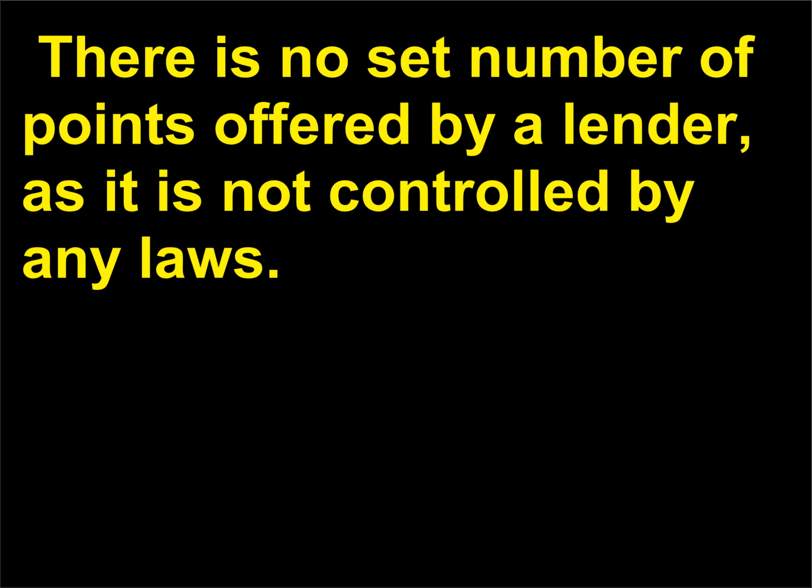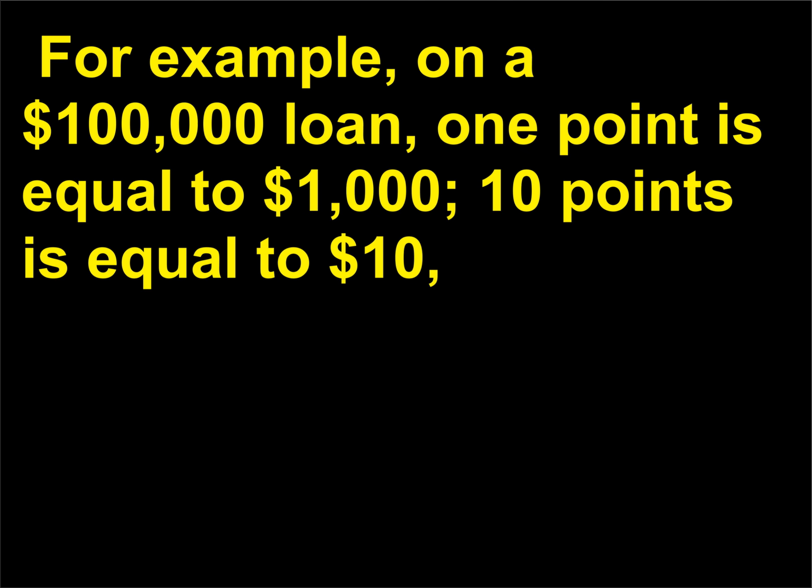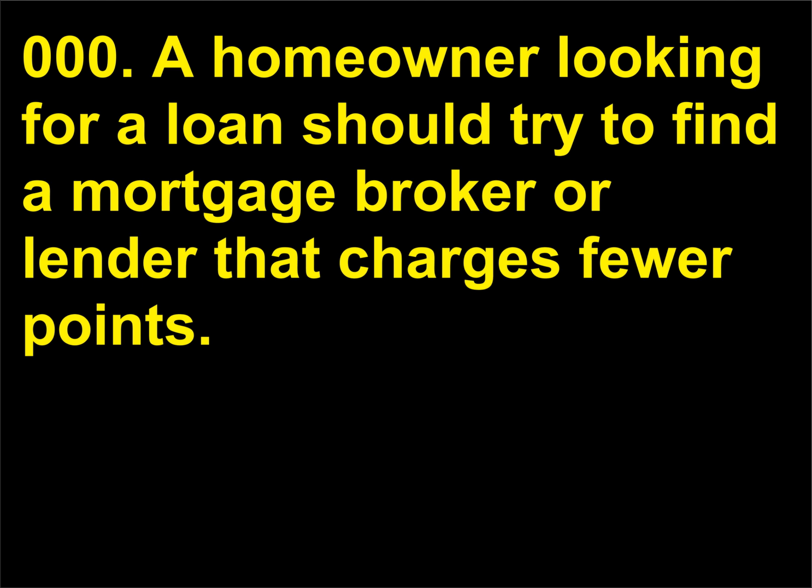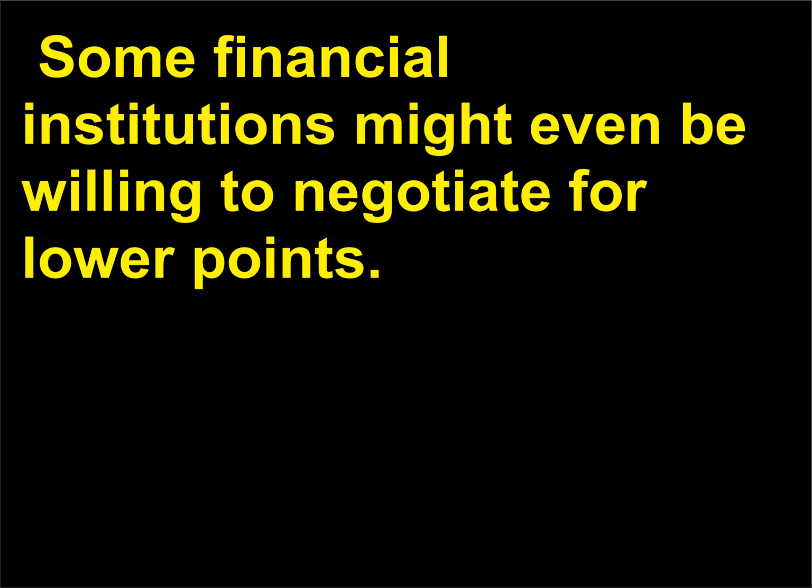There is no set number of points offered by a lender, as it is not controlled by any laws. For example, on a $100,000 loan, 1 point is equal to $1,000, 10 points is equal to $10,000. A homeowner looking for a loan should try to find a mortgage broker or lender that charges fewer points. Some financial institutions might even be willing to negotiate for lower points.